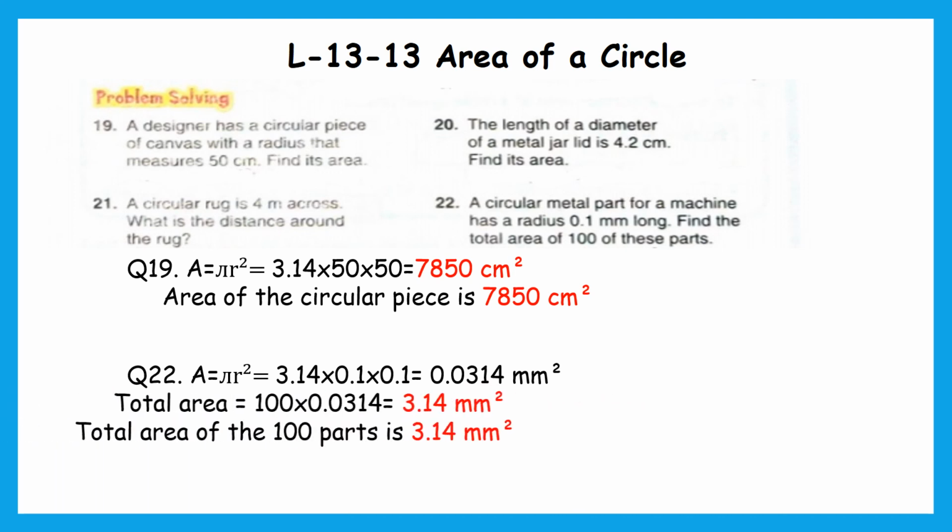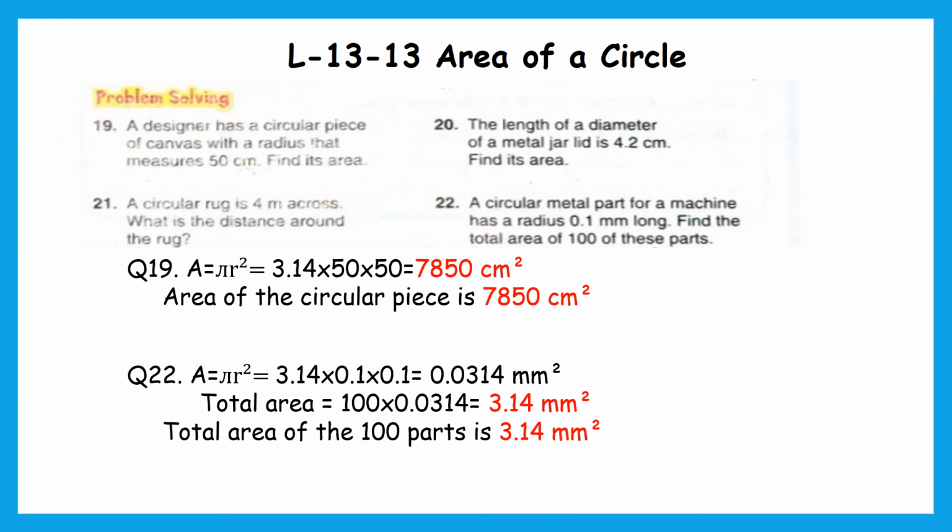Then find the area of 100 pieces. What is the answer? 3.14 millimeter square. That means the total area of the 100 parts is 3.14 millimeter square. I think this lesson is easy and you understand.